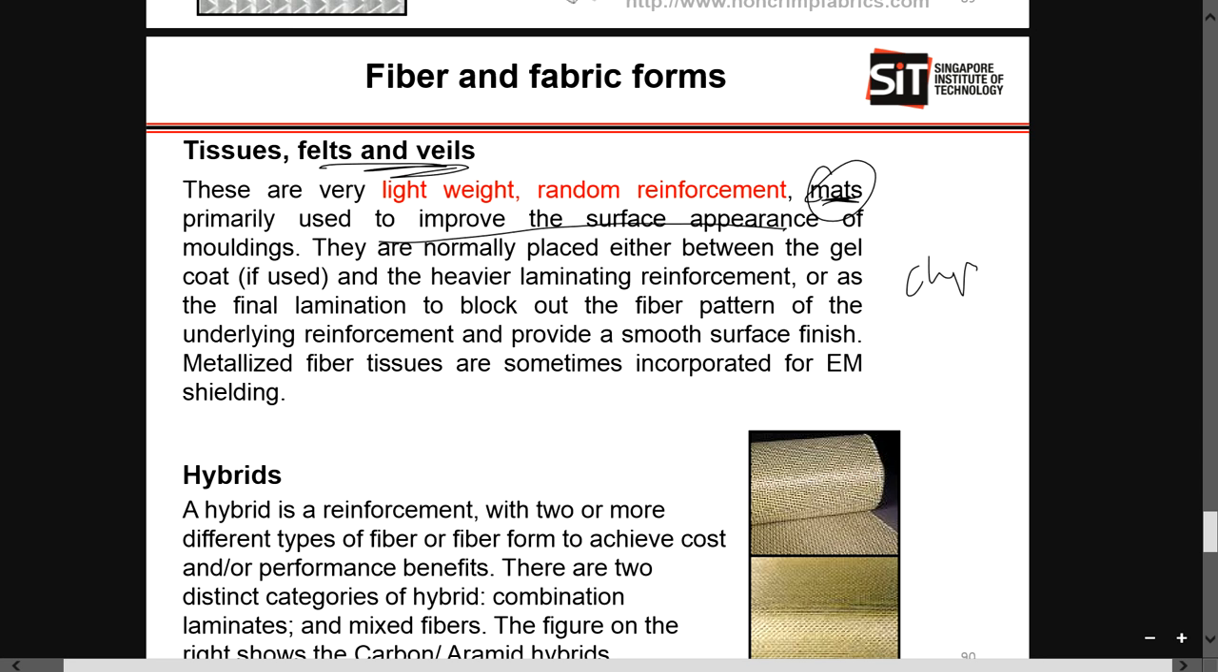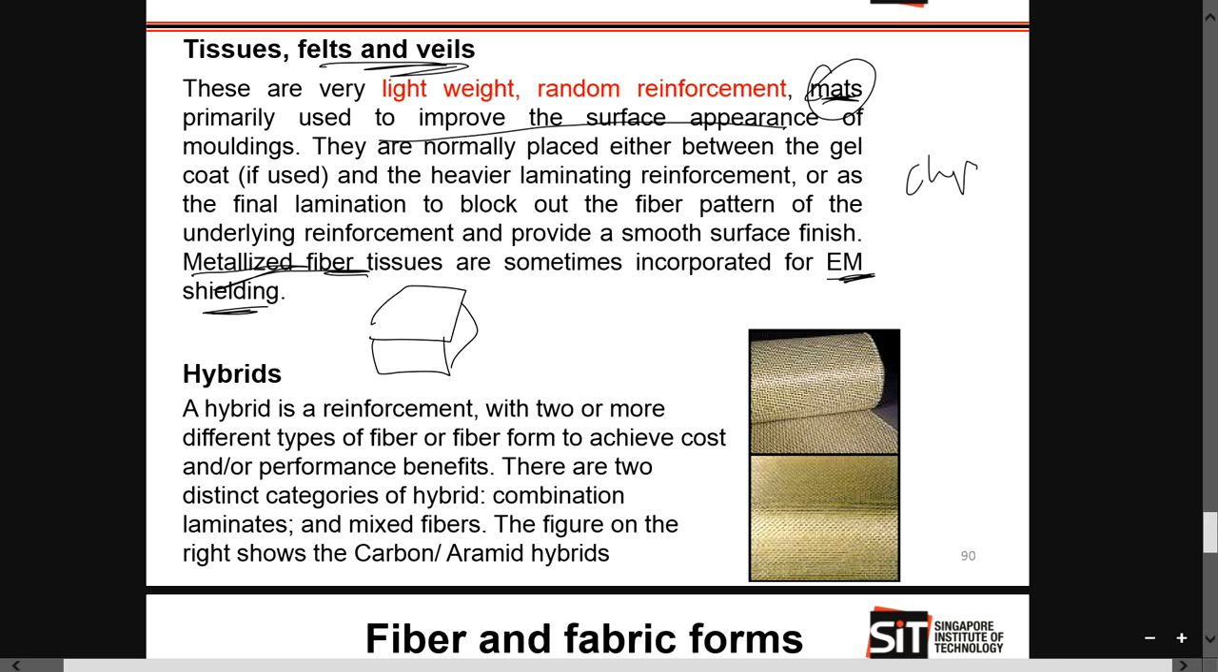It has a very smooth surface and things like that. I'll not go into details, but it has EM shielding, where if you have a metallized fiber, you can have electromagnetic shielding to prevent electromagnetic conduction, things like that. Like a microwave. I think for a microwave you can use this type of material so that you can prevent any electromagnetic waves from leaking out of the microwave. So you have tissues to somewhat make things good.